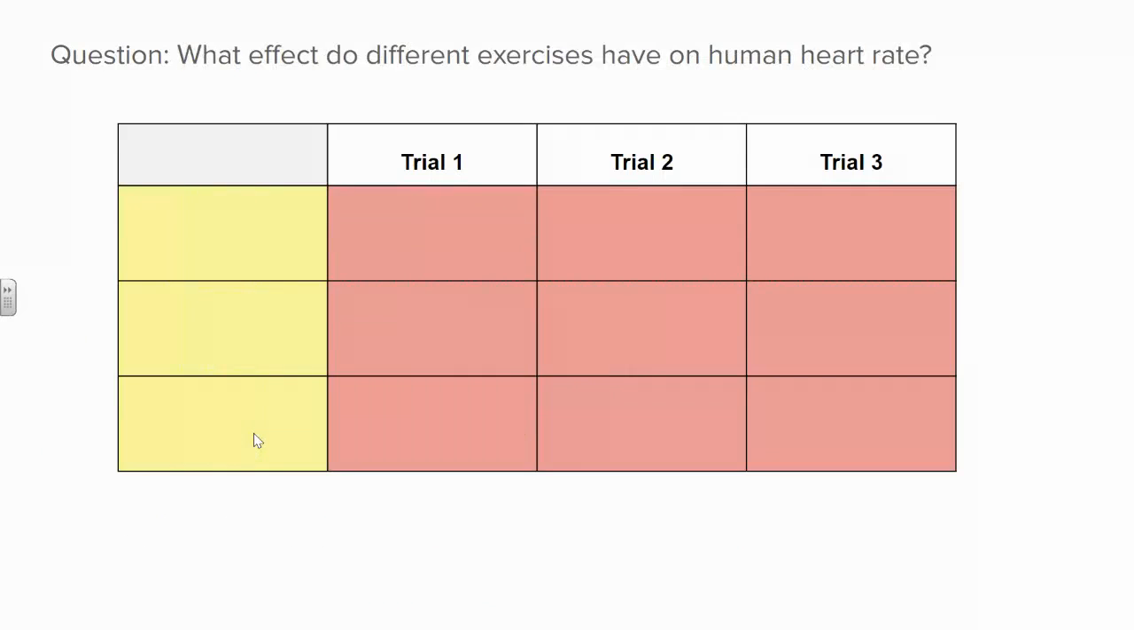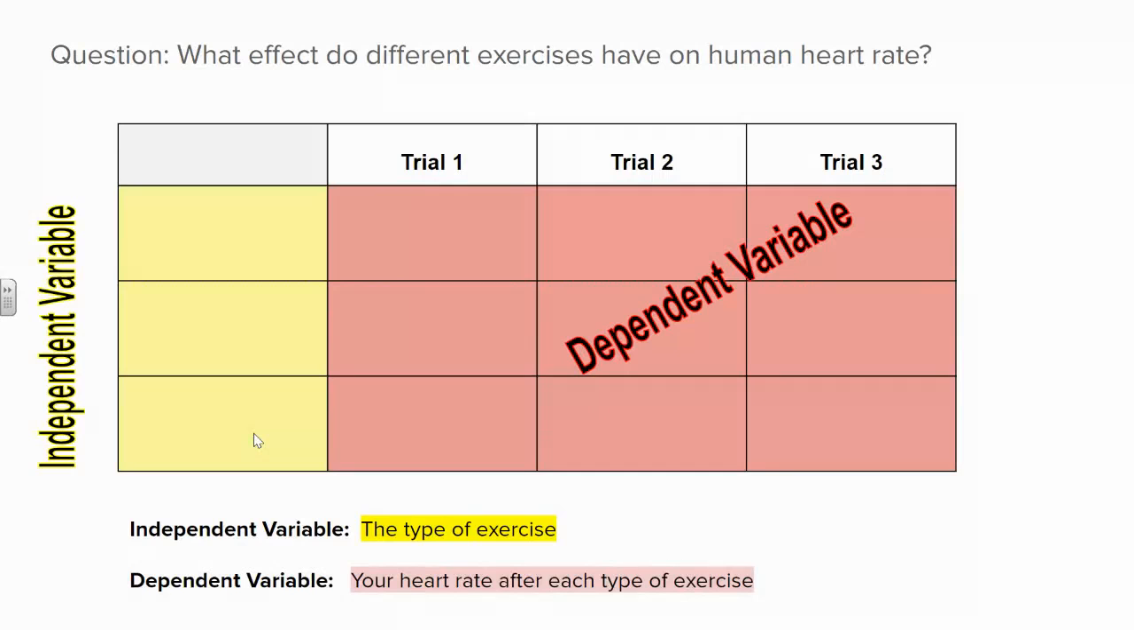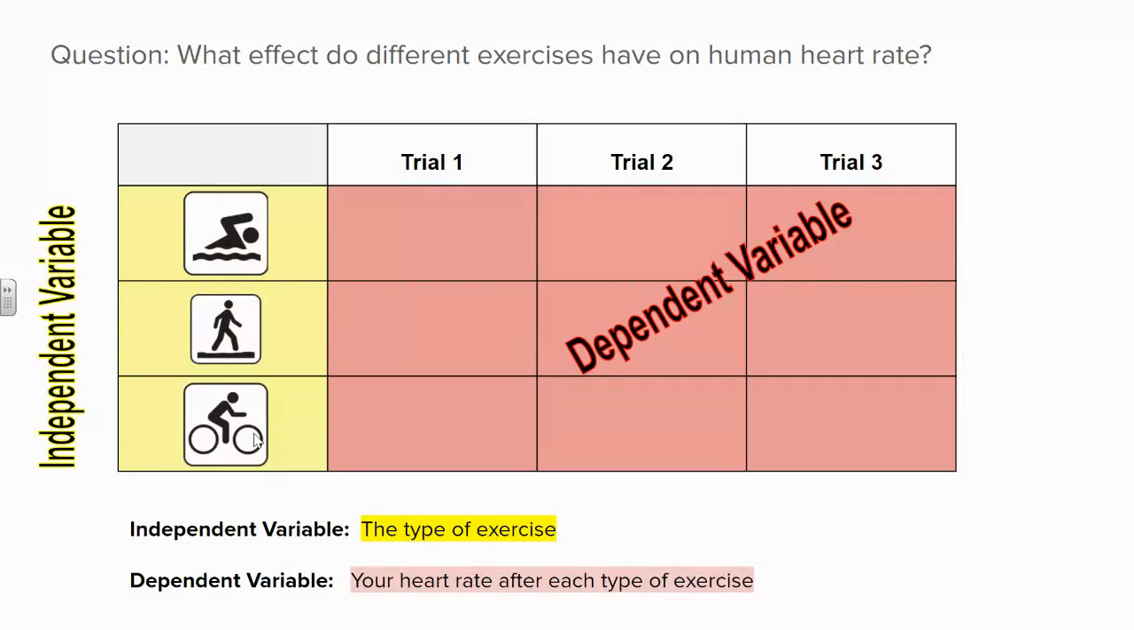Okay, let's look at another example. What effect do exercises have on human heart rate? So what will our independent variable be, and what will our dependent variable be? Well, we are changing the type of exercise. And how are we going to measure this? Well, what effect is it going to have on human heart rate? So we need to take our heart rate after each exercise, right? Your heart rate after each type of exercise. So let's look at the types of exercises that I've chosen. We have swimming, we have walking, and we have biking. And to conduct this experiment, we'd have to take our heart rate after conducting each of these exercises. So this would be an example of taking my heart rate after each type of movement.